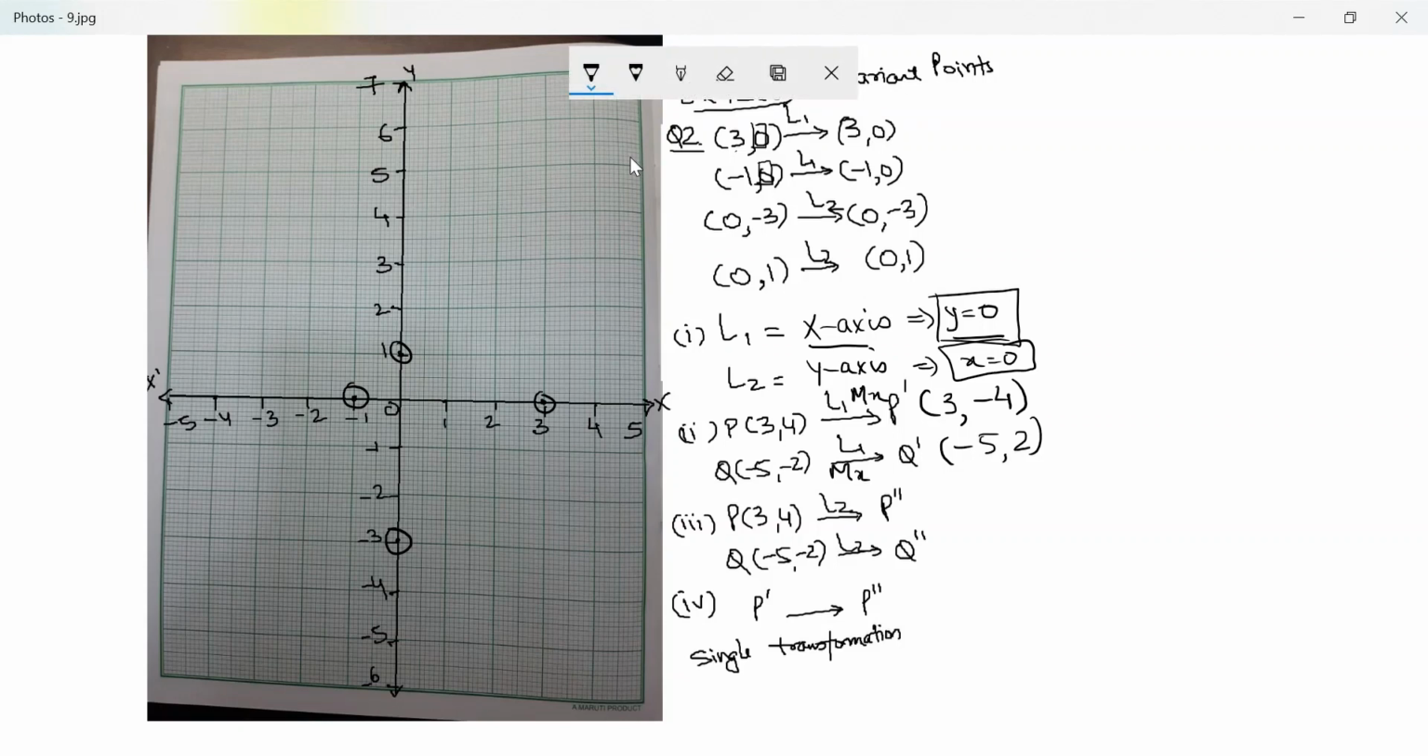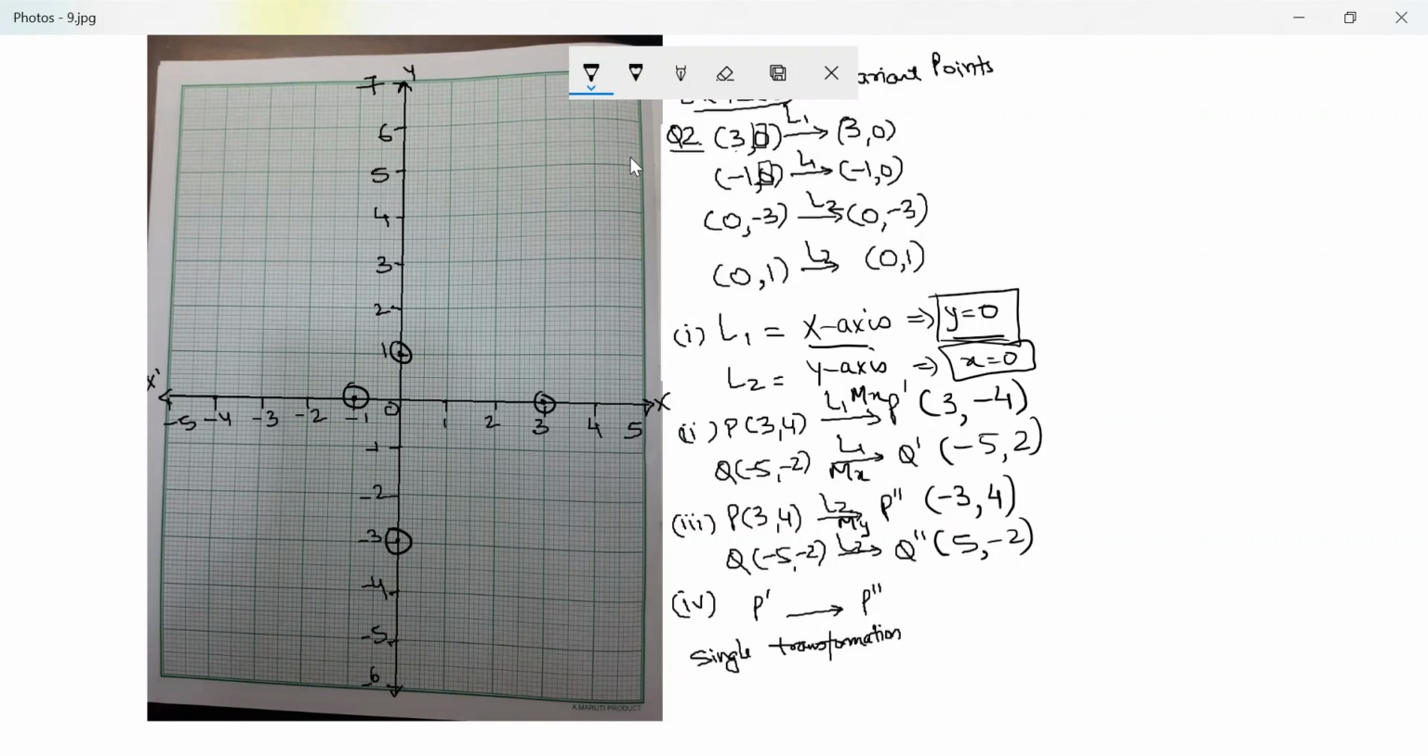Next part. Now P and Q are reflected in L2. L2 is basically the y-axis. So for P double dash, the sign of the x coordinate will change. So this will become negative 3 comma 4, and here again the sign of x will change, which means this will become 5 comma negative 2.